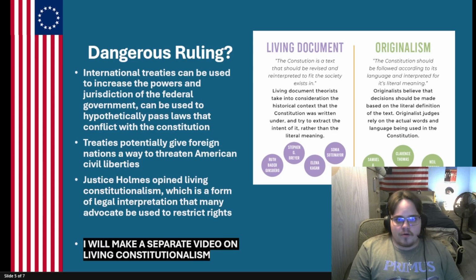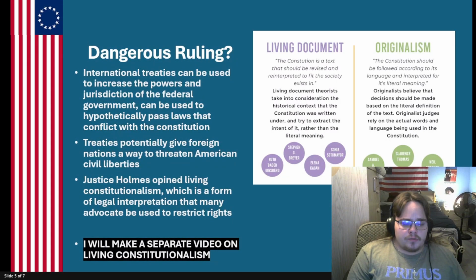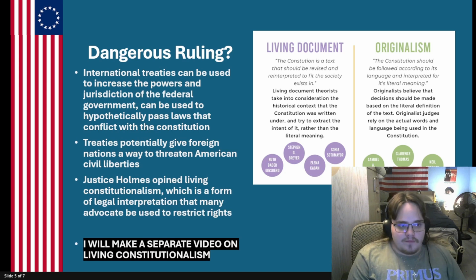So think of a scenario where a foreign nation effectively forces us into a treaty and how that treaty could give Congress the power to violate any one of our constitutional amendments or civil liberties. And again, this was also a dangerous ruling because of the birth of the legal interpretation doctrine of living constitutionalism. I will definitely make a separate video on living constitutionalism versus originalism at some point, because that's one of the biggest legal debates that's ever existed.